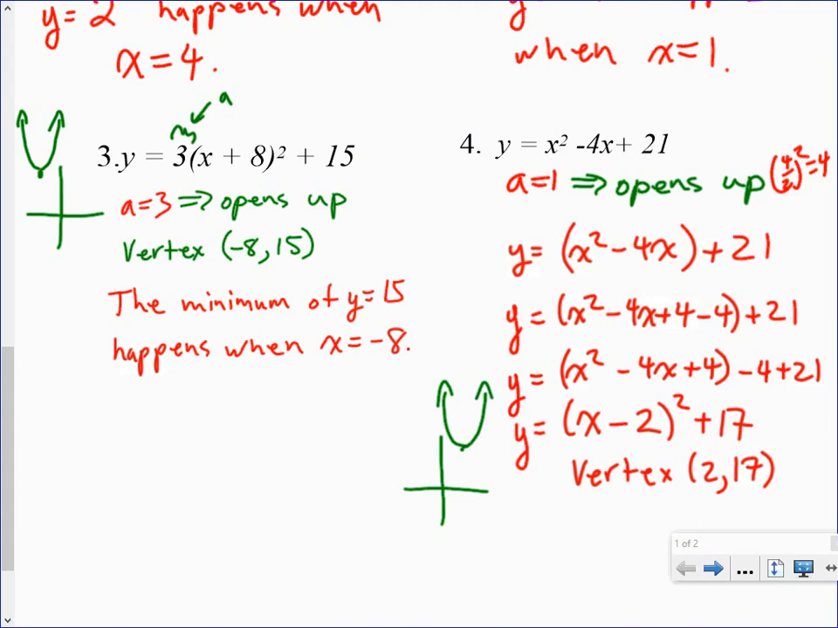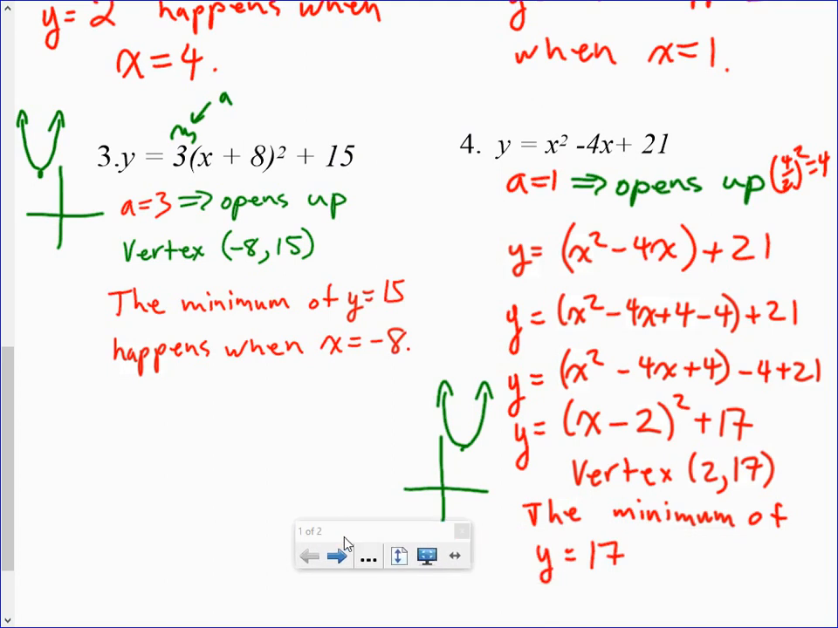So when we answer this question, we say the minimum of y is equal to -8. Sorry, not -8. It should be 17. And the minimum of y happens when x is equal to 2. And we're done.